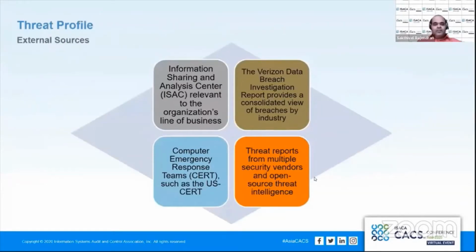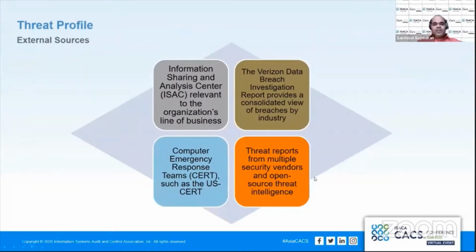Data to develop a threat profile for the organization can come from internal and external sources. External sources of data come from outside of the organization, which include ISACs relevant to the organization's line of business. For each industry, there are specific ISACs. You can see something related to the healthcare industry, something related to the retail industry, something related to electricity. For all lines of business, there is an ISAC, Information Sharing and Analysis Center. Primarily, they collect the different risks seen in their organizations and share them with their peer group.